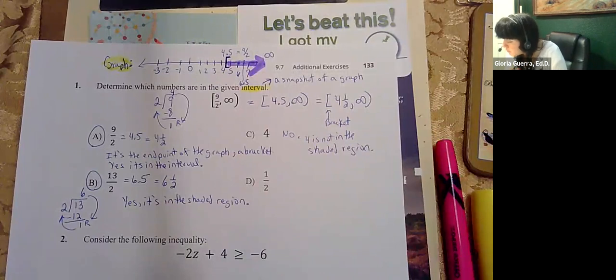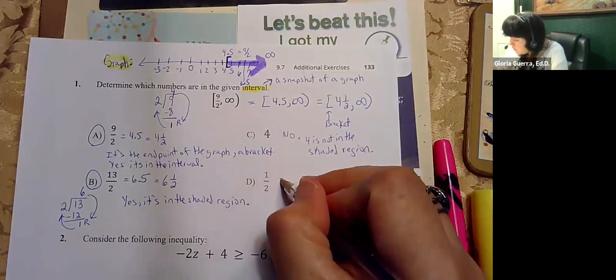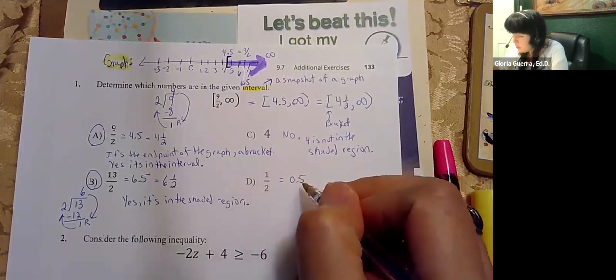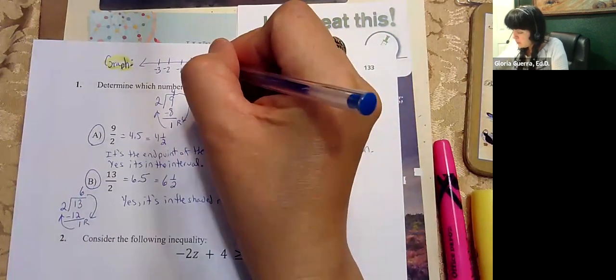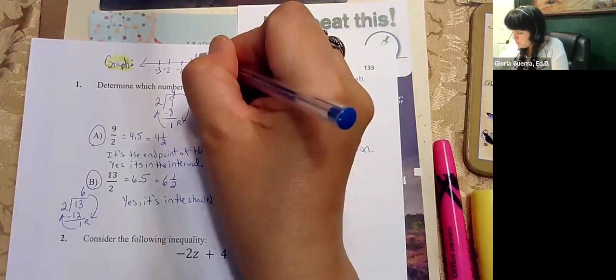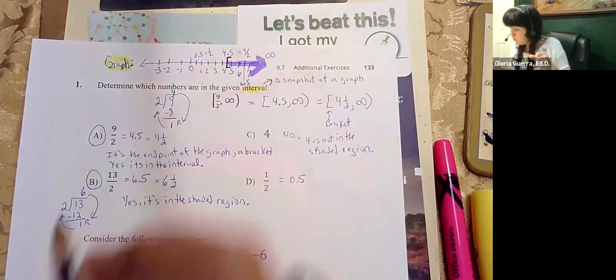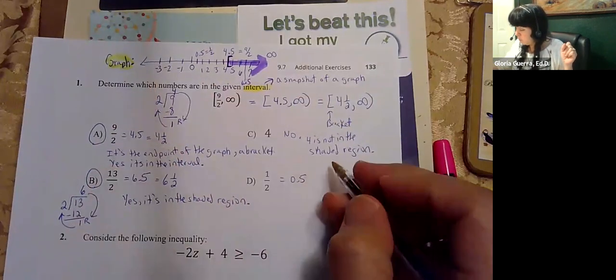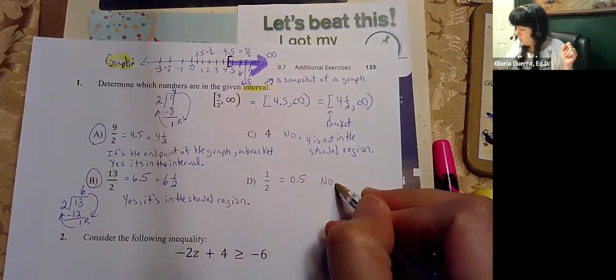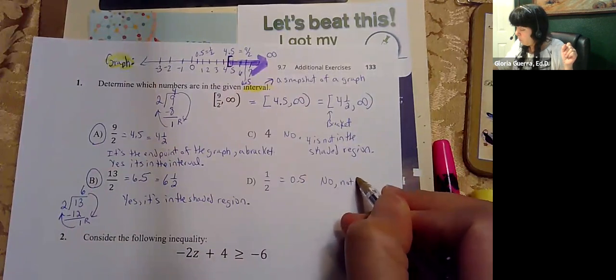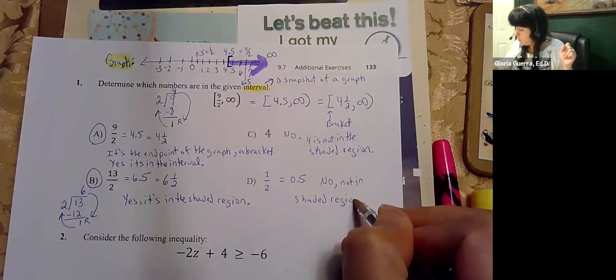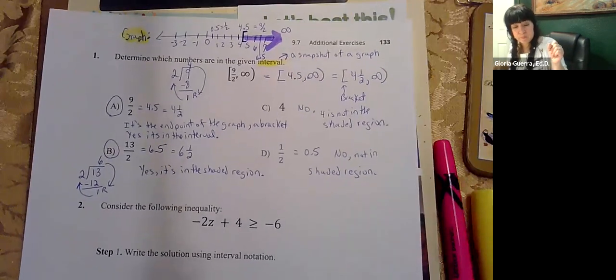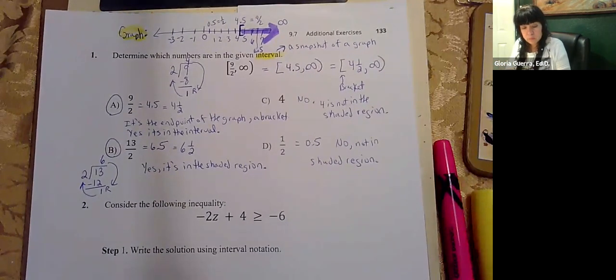Then you have a half. Where is a half? A half is 0.5. See here where 1 is, that'd be about right here, which is about a half. So that's not in the shaded region. I would say no, not in the shaded region. And they want to know which ones are in the region.